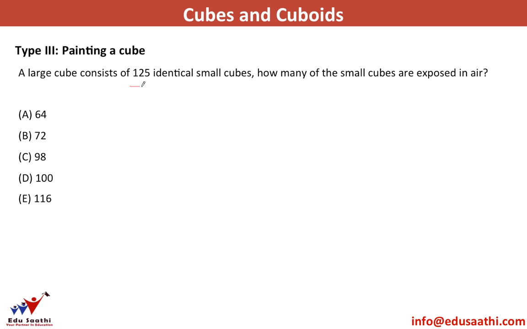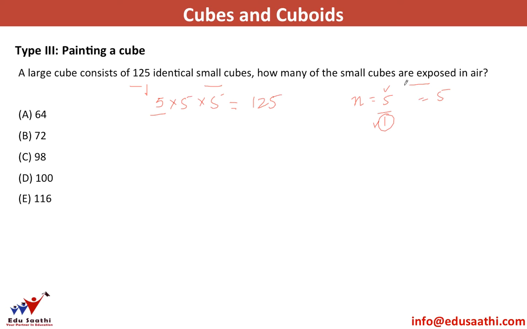A large cube consists of 125 identical small cubes. How many of the small cubes are exposed to air? So 125 means 5 into 5 into 5. 5 cubes or 5 parts per face, this gives me 125. So the first thing we do here is we find n. Now n would be 5 by 1. I will assume that the larger cube had a side of 5 cm and the smaller cube had a side of 1 cm. This one is a default case we assume. So n is equal to 5 here.